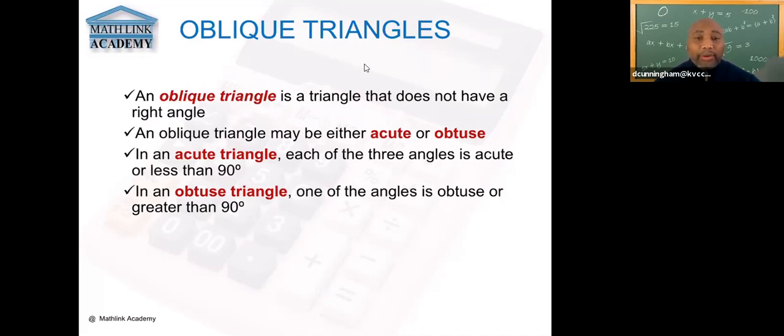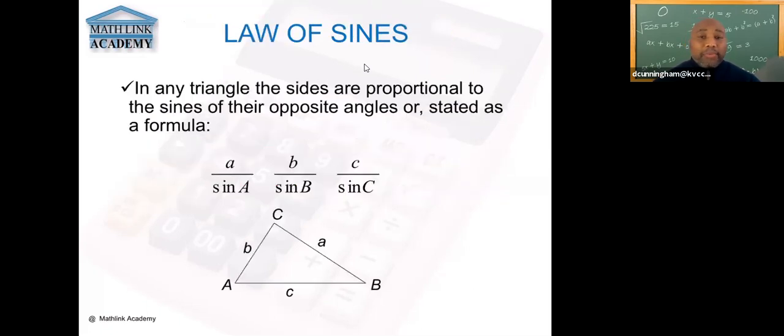An oblique triangle may be either acute or obtuse. In an acute triangle, each of the three angles is acute or less than 90 degrees. In an obtuse triangle, one of the angles is obtuse or greater than 90 degrees. Now, this is important to understand how to use the law of sine and how to set it up.